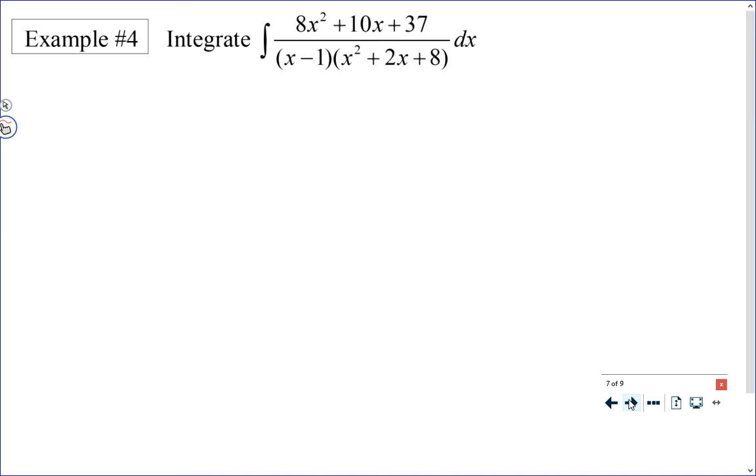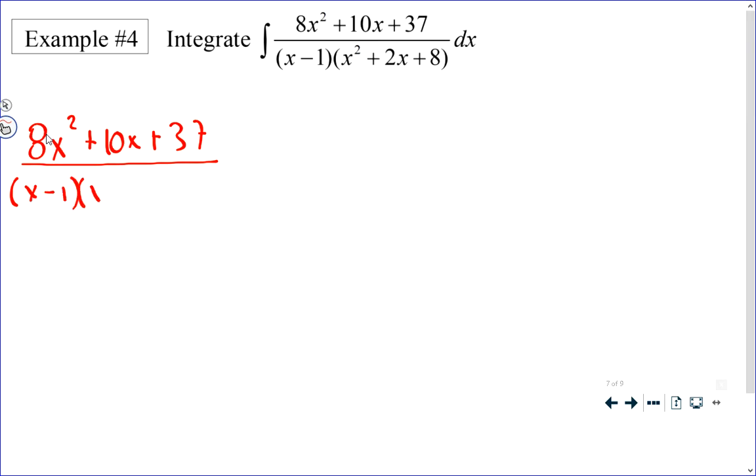If you multiply out x minus 1 by x squared plus 2x plus 8, you will get a cubic polynomial. A degree 3 will appear in the product. Because the degree in the numerator is smaller than the degree in the denominator, we still break it into partial fractions as a first step. We focus only on the integrand, 8x squared plus 10x plus 37 over x minus 1 and then x squared plus 2x plus 8.